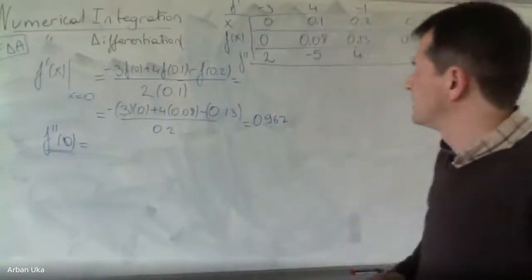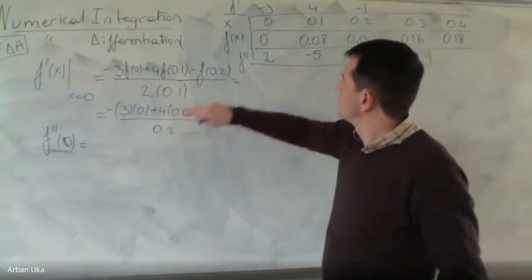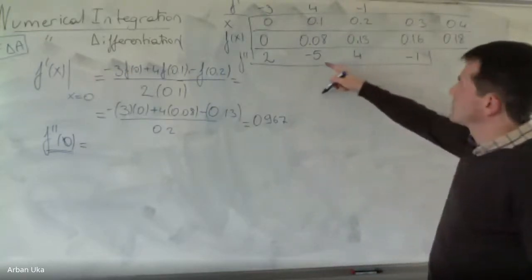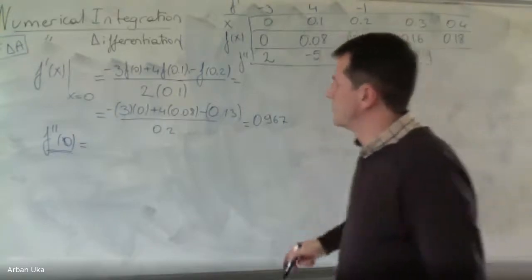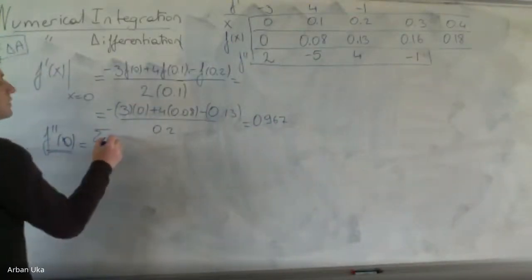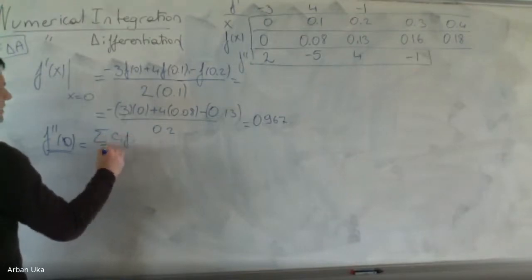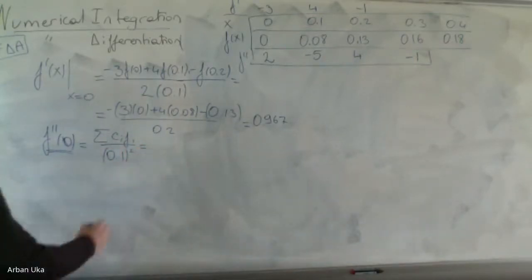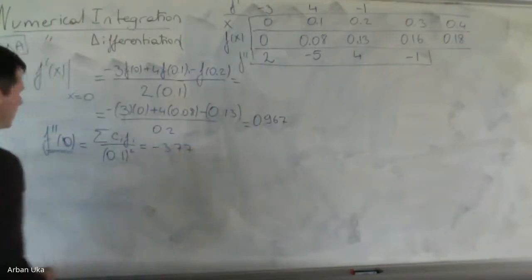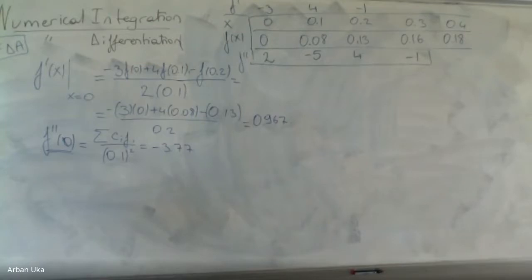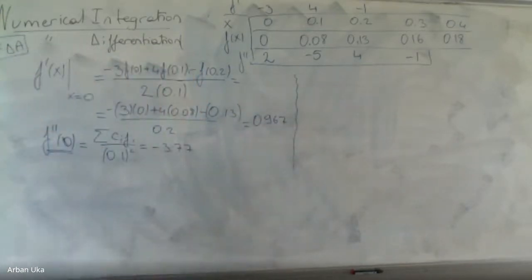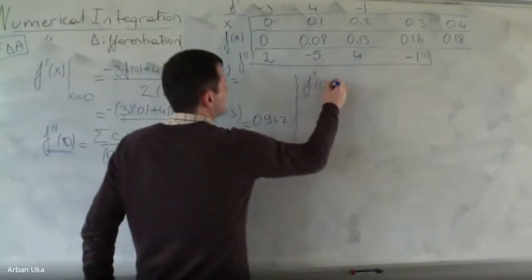Thanks for asking. Probably I don't need to write all the numbers here, but we do 2 times 0 minus 5 times this plus 5. All we care about is this vector of coefficients which will be multiplied here. So here I'm going to write the summation of all the terms, Ci Fi, divided by h squared, which is 0.1 squared. And the second derivative here is minus 3.77. That's the second derivative. Similarly, if you want to find the derivative at some other point, say at x equal to 0.2, what is the first derivative at x equal to 0.2?